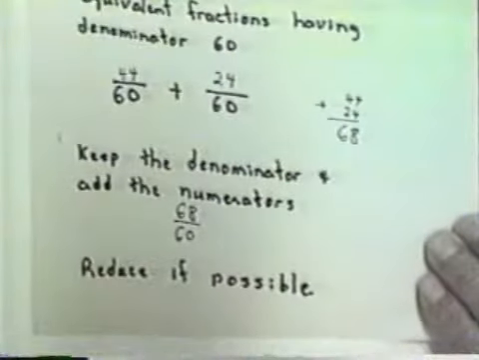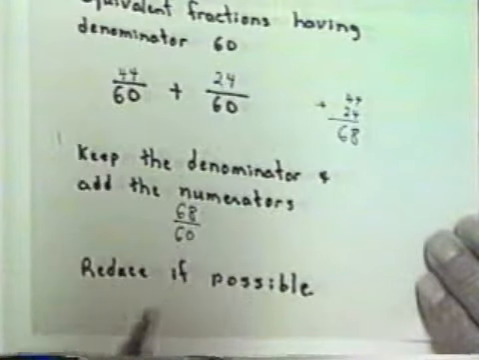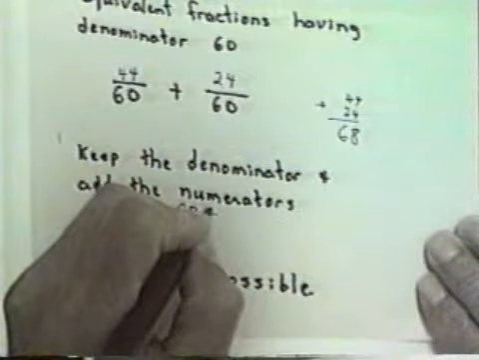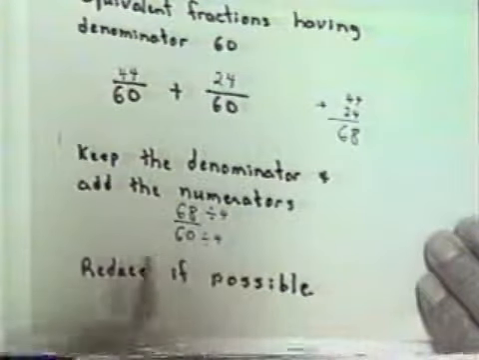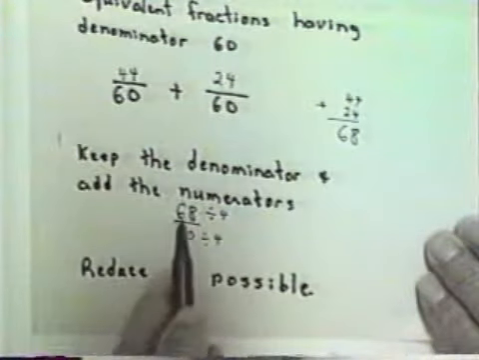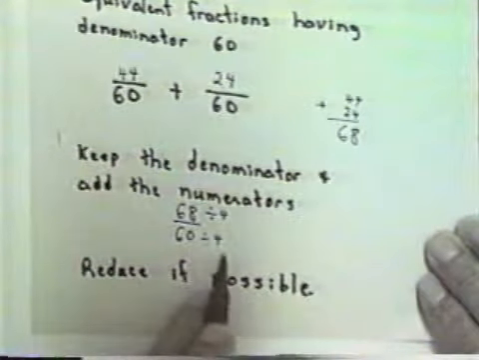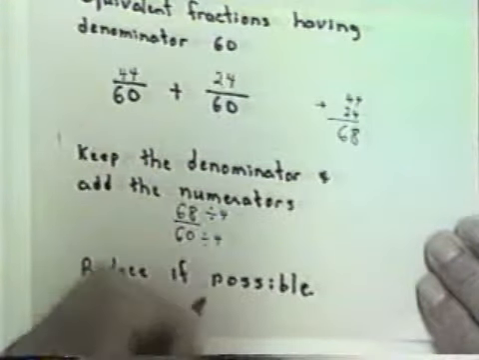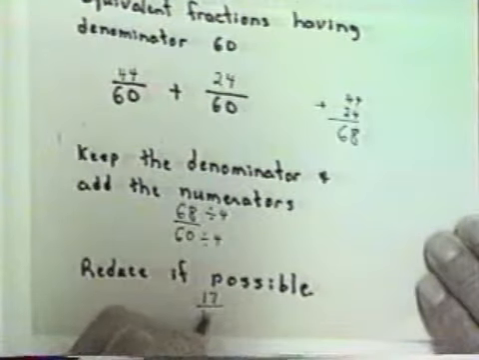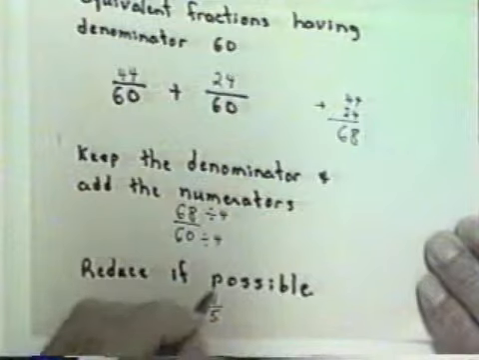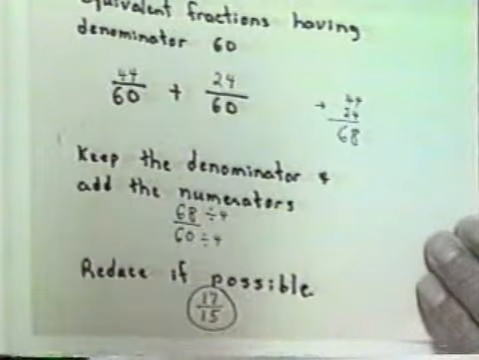Finally, you reduce if possible. Well, I can reduce 68/60. I can divide both numerator and denominator by 4. 68 divided by 4 and 60 divided by 4. Well, 68 divided by 4 is 17. 60 divided by 4 is 15. So my answer is going to be 17/15.